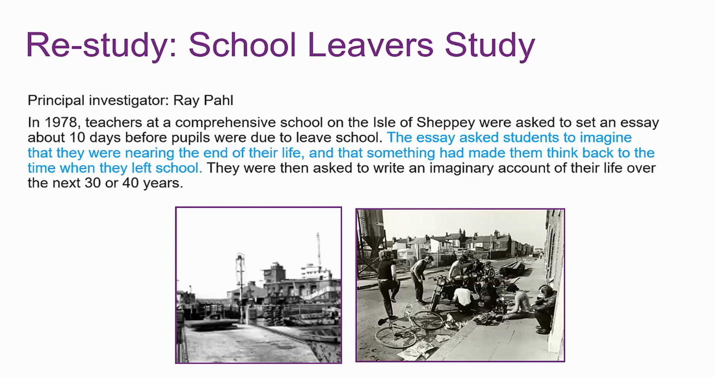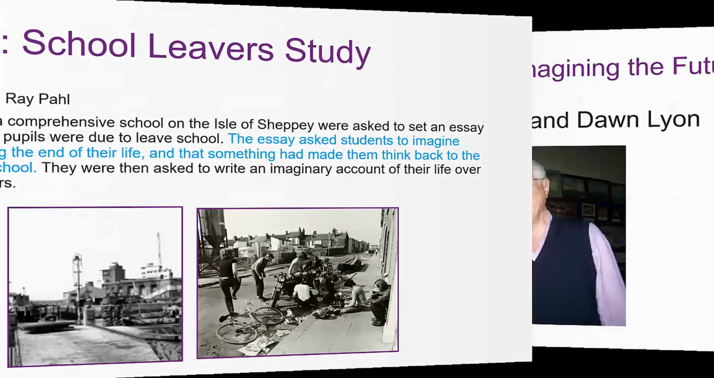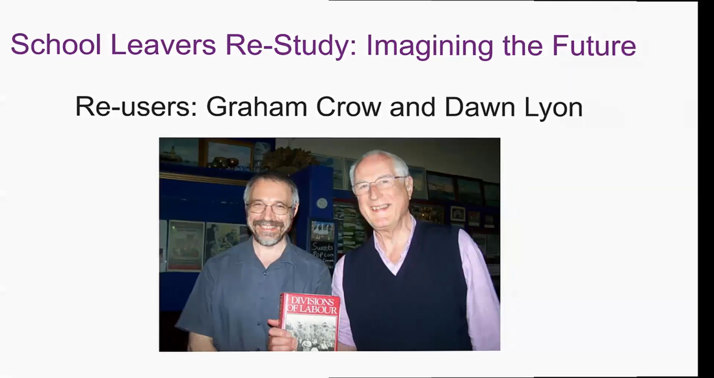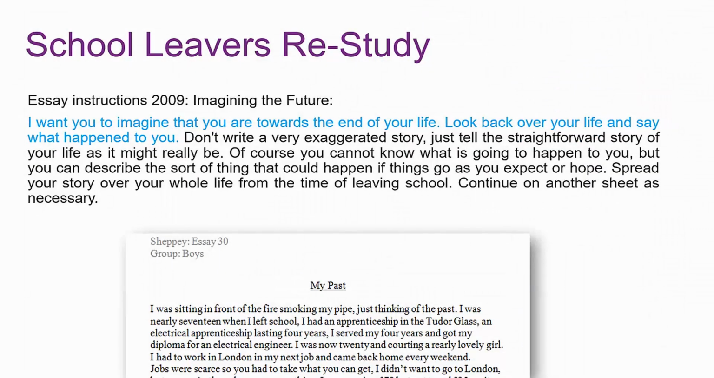They were then assigned to write a short essay of what happened in their life over the next 30 to 40 years. In 2009, Graham Crow and Dawn Lyon, and that is Graham Crow on the left there with Ray Paul on the right, decided to reanalyze that data set, focusing solely on student aspirations. And using the very same methodology, they conducted a re-study of school leavers for students on the Isle of Sheppey in 2009.